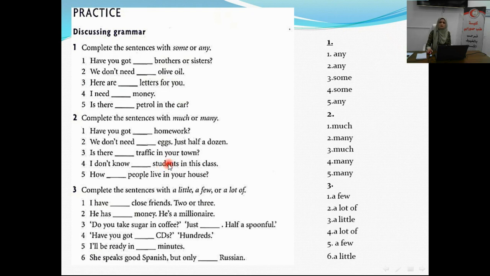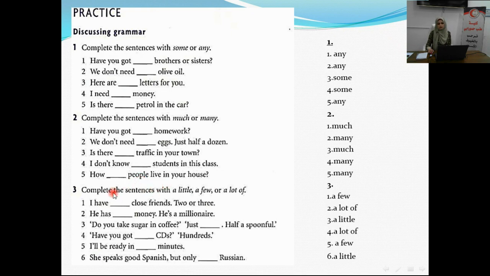We just have to notice that we can differentiate between the countable and non-countable noun, that each countable noun ends with s. I mean, it can be in a plural form, so we can differentiate through the examples here. 5, how slash people live in your house? We have people, we can count people, so we are going to use many.